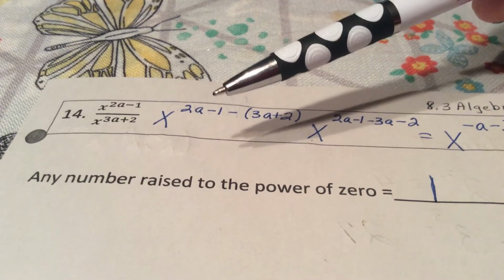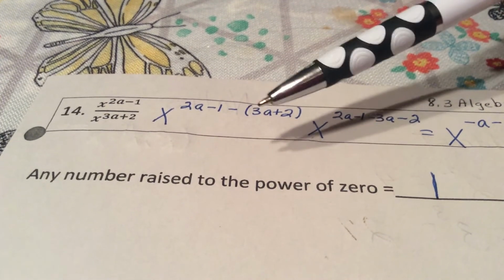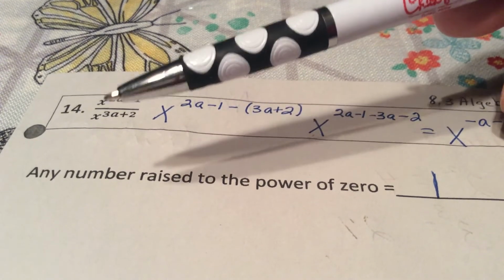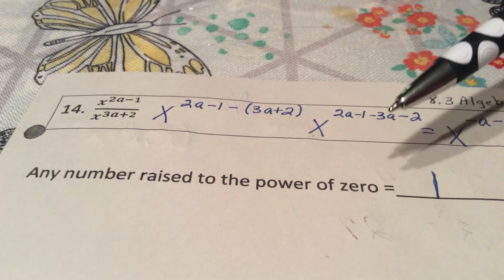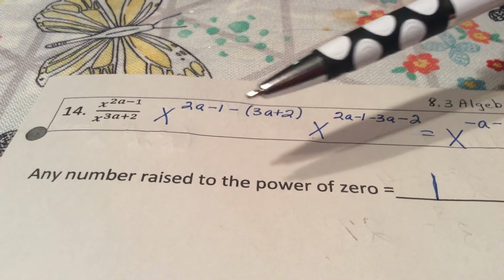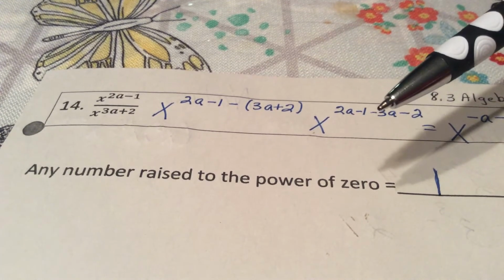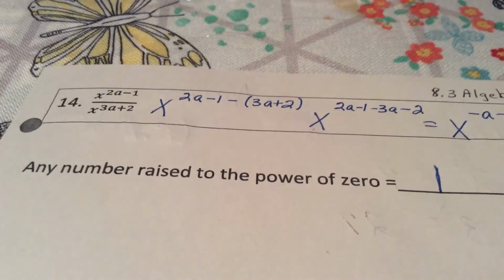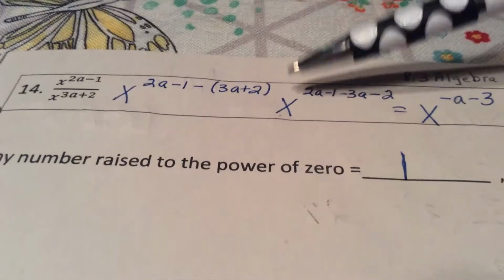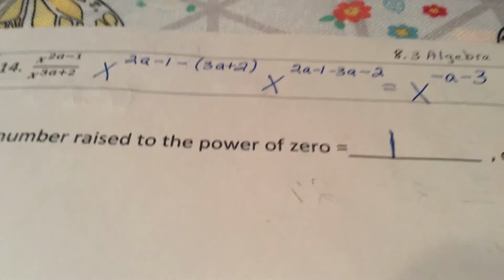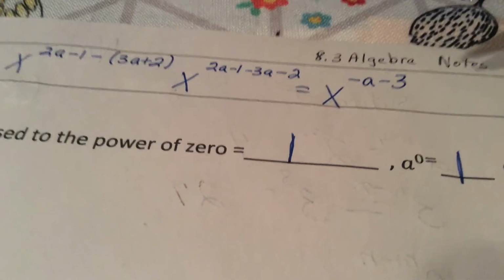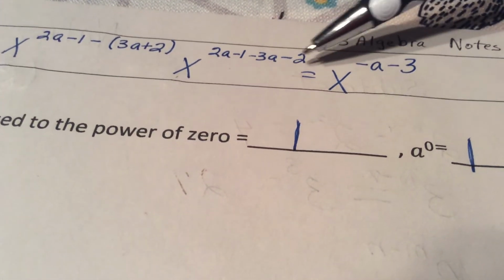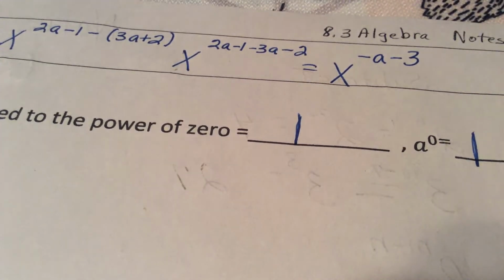We're going to take 2a minus 1, and we're going to subtract that 3a plus 2. So 2a minus 3a. This will make these both minus, because a negative times a positive is a negative 3a. A negative times a positive is a negative 2. So now we have 2a's minus 3a's, which is going to give us a negative a. And we have a negative 1 minus 2, which is a negative 3.